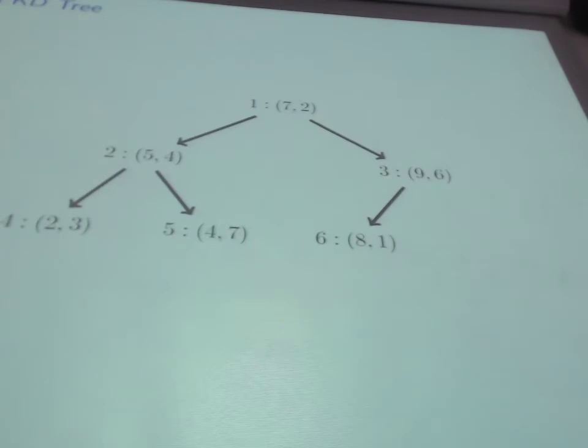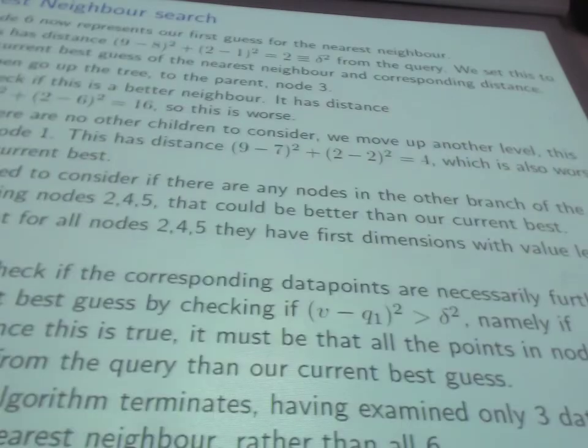Now, let's have a look at this one. This is interesting here. Look at these children to the left. We need to first of all understand whether any of the nodes in that left branch could possibly be closer than our current best point. What we do know is that all those on the left have x1 values less than 7.